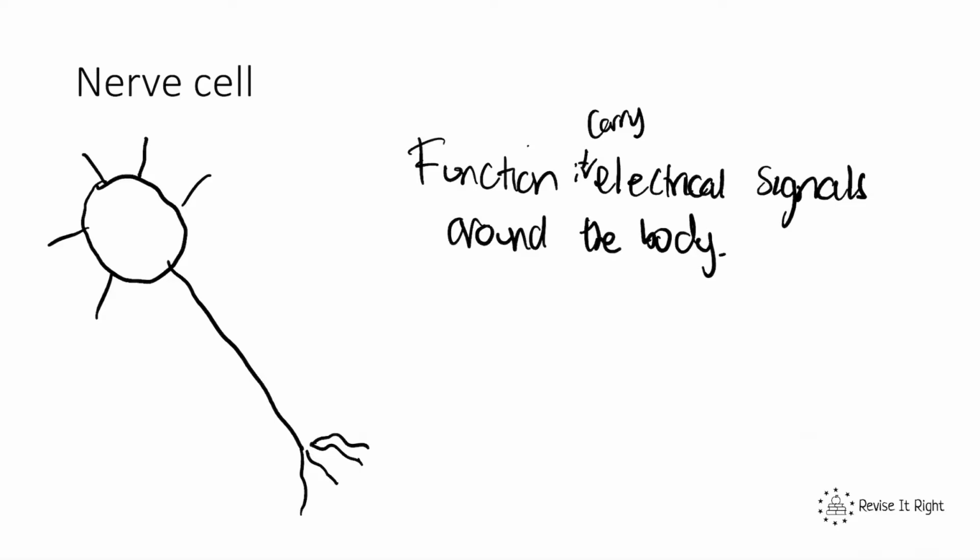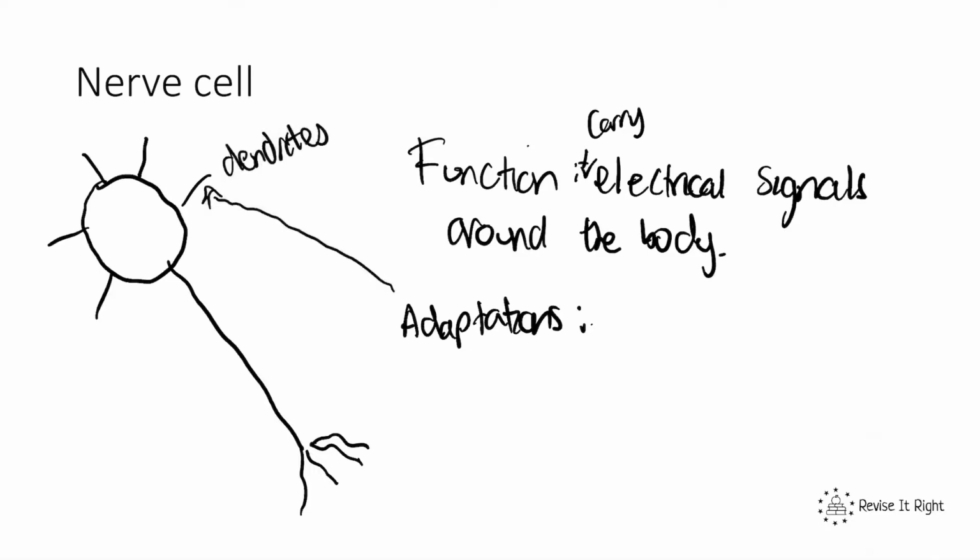Now it contains, again, some adaptations that make it good at its job, and hopefully you can see just by looking at it that it's different to the sperm cell. Therefore it has different structures that make it good for its role. Okay, that's what we mean by adaptations. Now the first is it contains these things here. Now we can call these dendrites. Okay, so it contains dendrites.